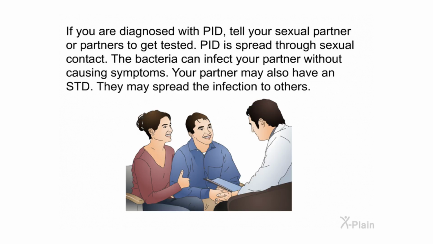If you are diagnosed with PID, tell your sexual partner or partners to get tested. PID is spread through sexual contact. The bacteria can infect your partner without causing symptoms. Your partner may also have an STD. They may spread the infection to others.